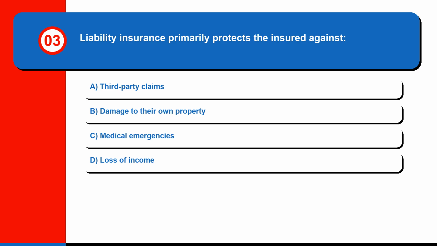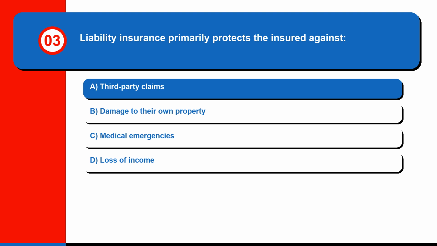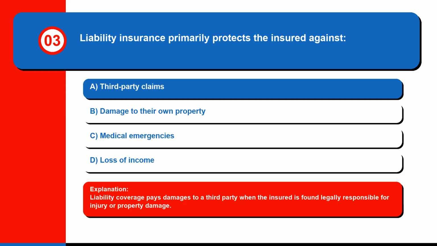Question 3. Liability insurance primarily protects the insured against A. Third-party claims, B. Damage to their own property, C. Medical emergencies, or D. Loss of income. The correct answer is A. Third-party claims. Liability coverage pays damages to a third party when the insured is found legally responsible for injury or property damage.